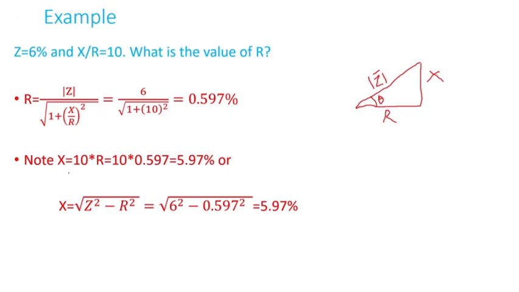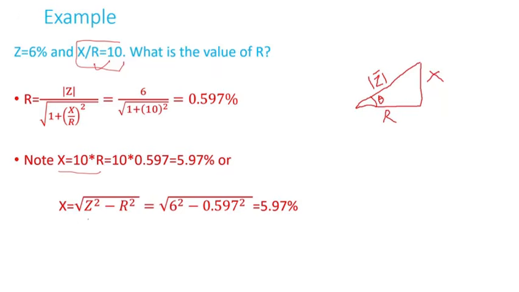And if I use this equation here, now since I have two unknowns, X and R, and I figured out R, I can figure out X. So that's what I'm doing here basically. From this equation here, X is equal to 10 times resistance, so replace the resistance with its value. You get the reactance is 5.97%.